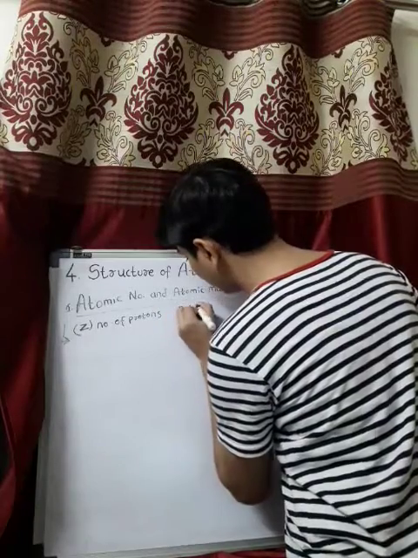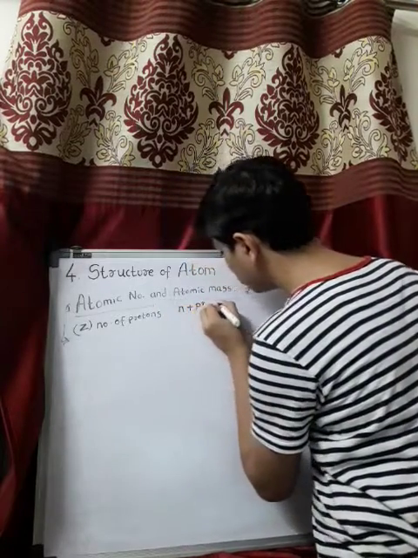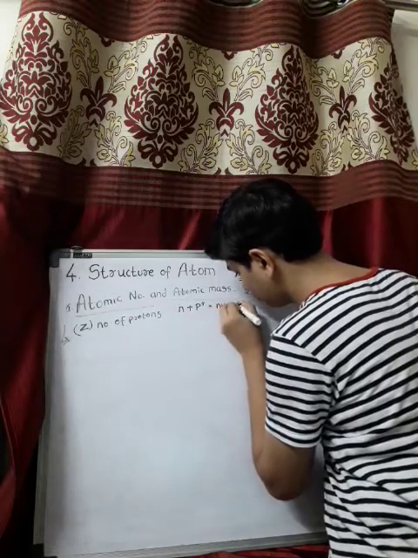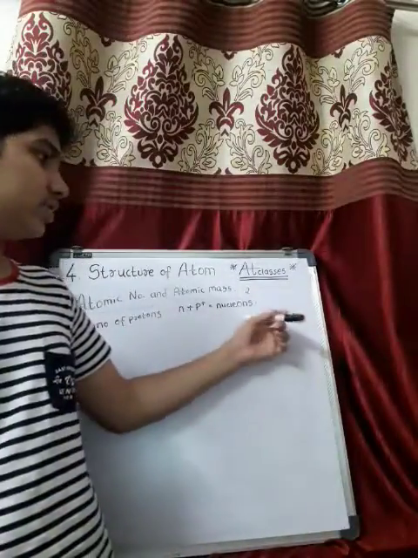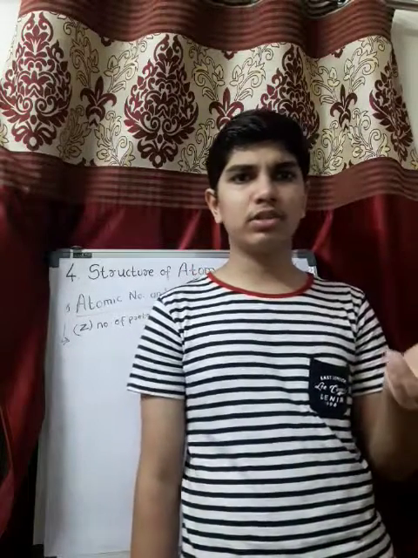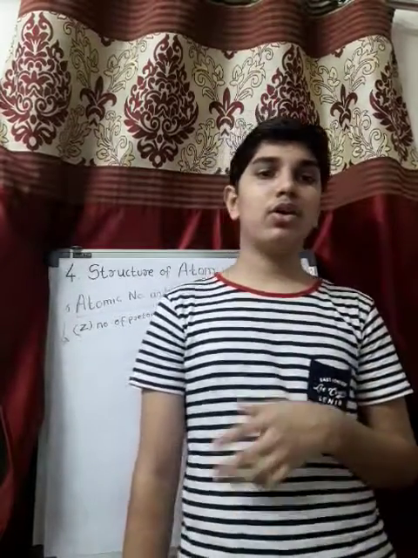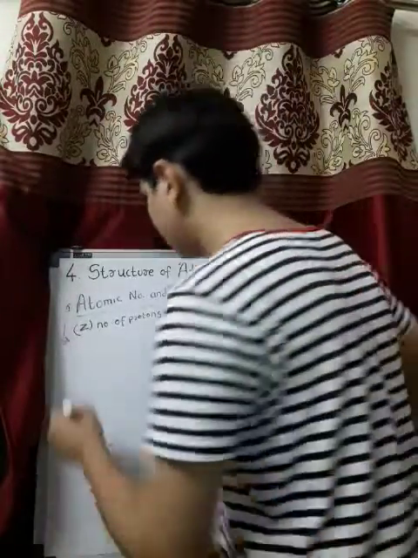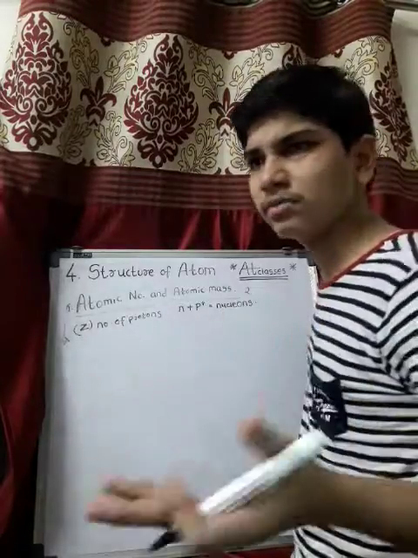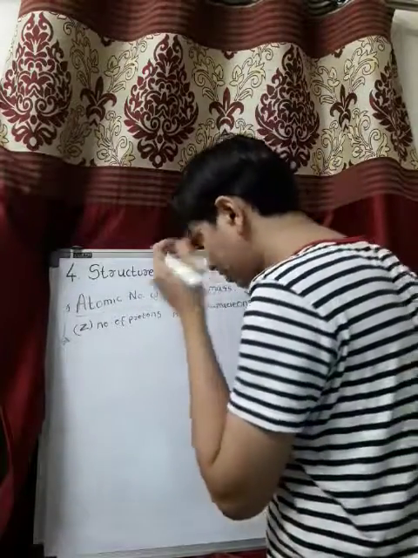I will write here in simple words. N plus P is called nucleons. Okay, neutrons plus protons is nucleons. Therefore the mass of an atom resides in the nucleus, right? For example, the mass of carbon is 12 u because it has 6 protons and 6 neutrons. The mass is defined as the sum of the total number of protons and total number of neutrons present in it, right? So this much about atomic number and atomic mass. It's a very easy topic. We can find it out very easily.